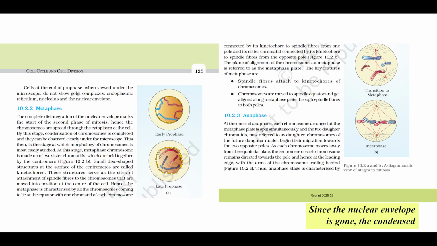Since the nuclear envelope is gone, the condensed chromosomes are now spread throughout the cytoplasm. By this stage, chromosome condensation is complete. They are at their thickest and most visible. This is why metaphase is the stage where the morphology, the shape and size of chromosomes, is most easily studied, useful for karyotyping. Okay, maximum condensation.